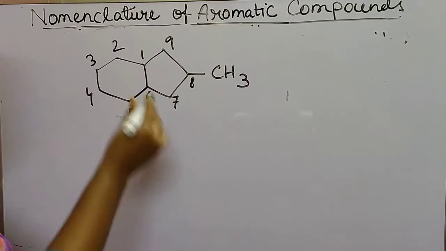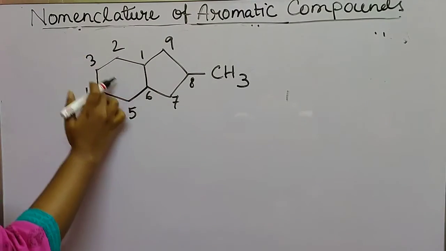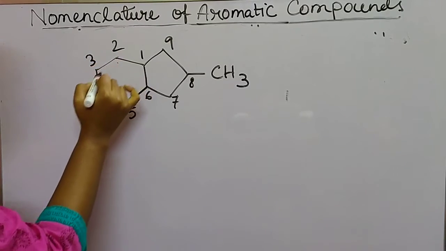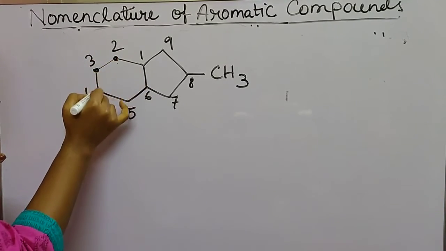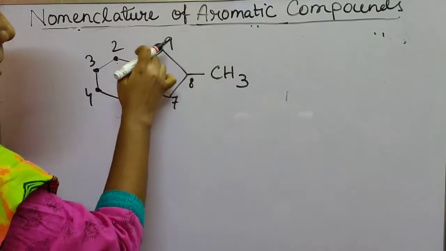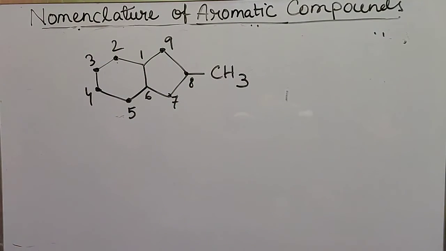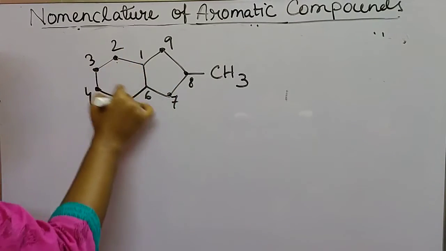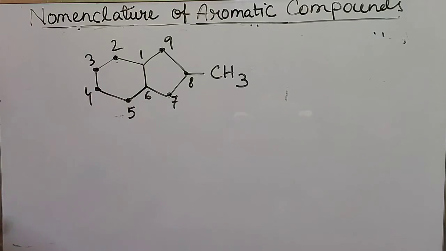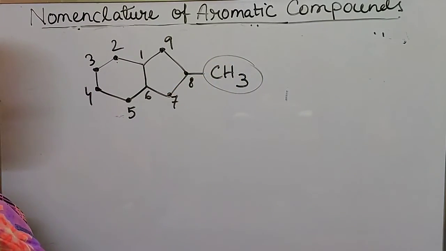So as we could see, there are 2 rings. This is the first and this is the second. So in this ring, how many carbons are present? That is 1, 2, 3, 4. 4 carbons are present in this ring. And in this ring, how many carbons are present? 1, 2, and 3. So we have to start the counting from this ring, because it contains the maximum number of carbons. Now there is one branched group at the 8th carbon, so that is the methyl.